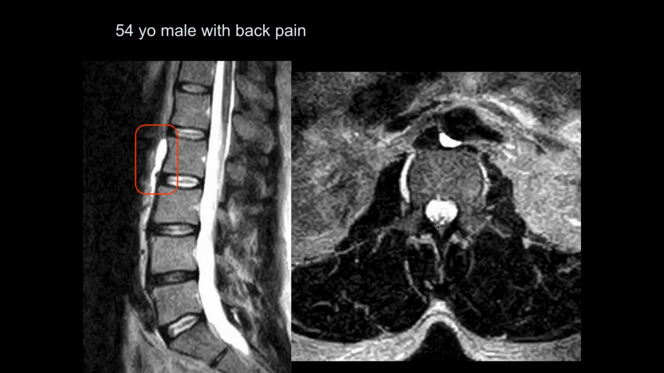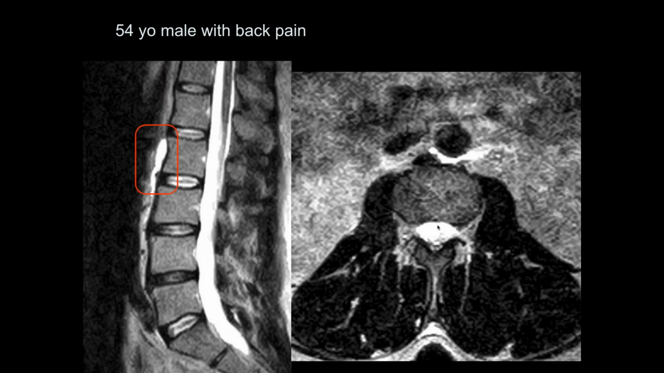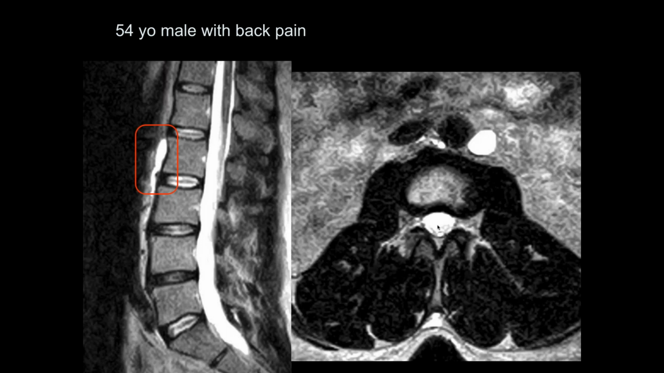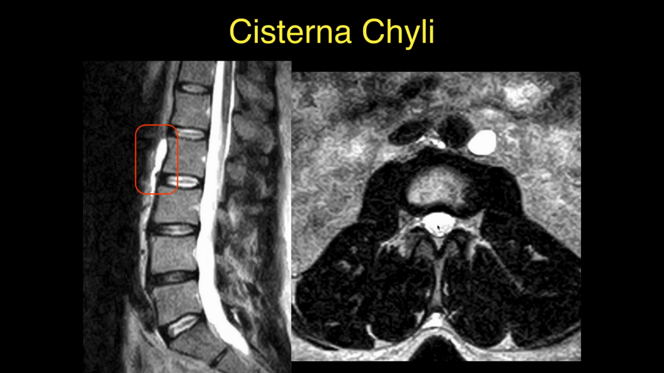Okay, 54-year-old with back pain. Lumbar spine looks not too bad. There is sort of this linear, hyperintense focus, the anterior aspect of that. Here's the axial image through it. It looks like it's posterior to the great vessels. I don't think it's a varix. It could be the lymph system, the cisterna chyli.